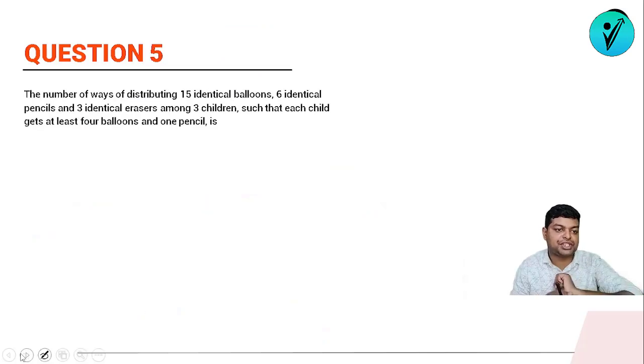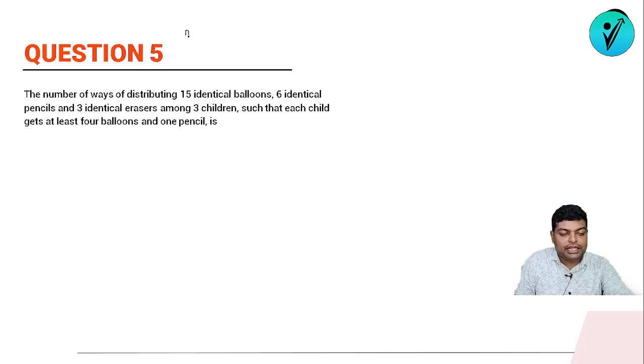Moving on to the next question. Question number 5 is from the chapter of permutations and combinations, and it is from distribution. ठीक है. Similar objects to different objects का distribution है. So whenever a question from distribution comes, for distribution we have a very simple formula. It's n plus r minus 1 C r minus 1.